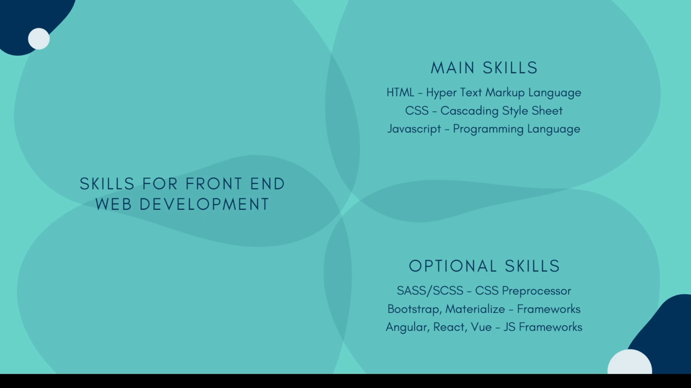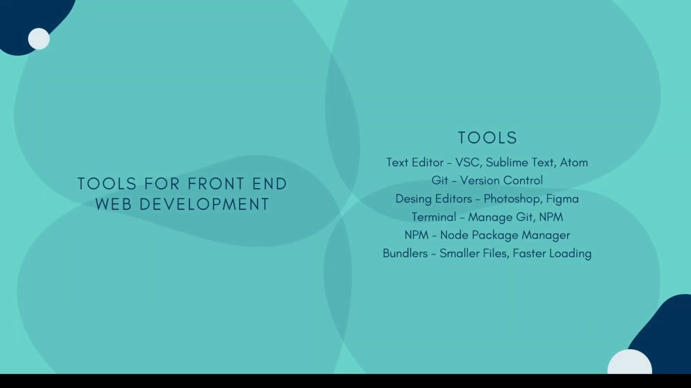So let's now talk about tools for front-end web development. Tools, as you could see on the screen, are the ones that you will use throughout your career as a front-end developer. Text editors allow us to write the code, debug the code, and we spend the most time in text editors. There are some examples here like Visual Studio Code, developed by Microsoft, Sublime Text, and Atom. There is a lot more to choose from, obviously.